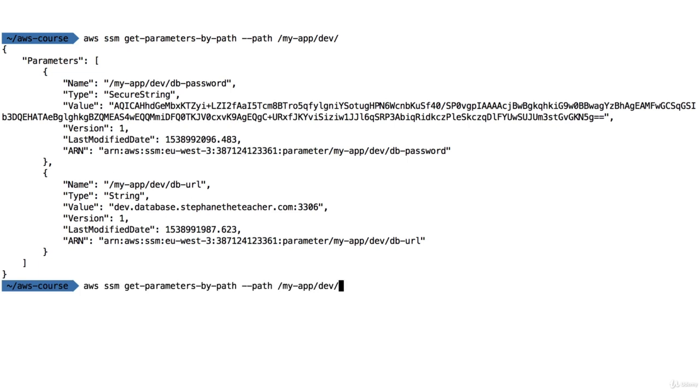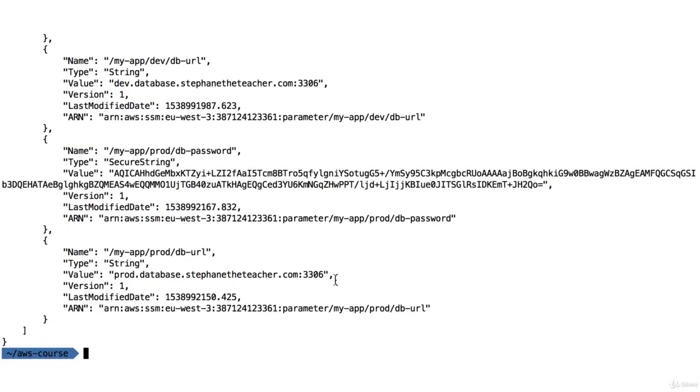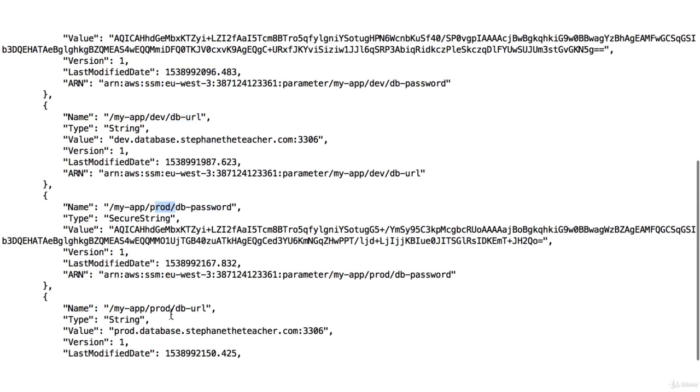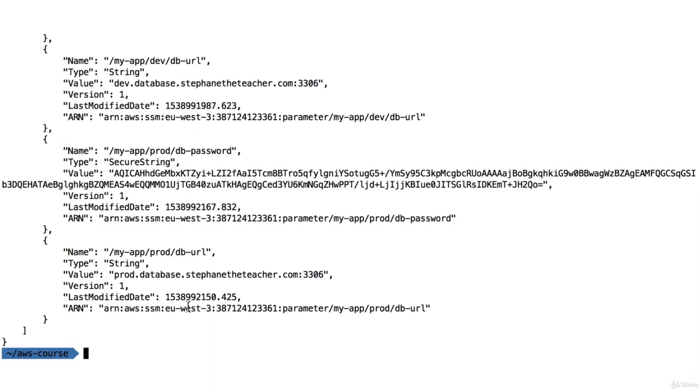So what we could do now is go one level up to just my app and do --recursive to get all the parameters recursively under my app. Press enter, and now we get our 4 parameters back: DB password, DB URL, DB password for prod, and DB URL for prod. So using this tree structure, we're basically able to organize our secrets and get them all at once, which is really neat. So that's it. You can also obviously provide the with decryption flag and get the decryption.